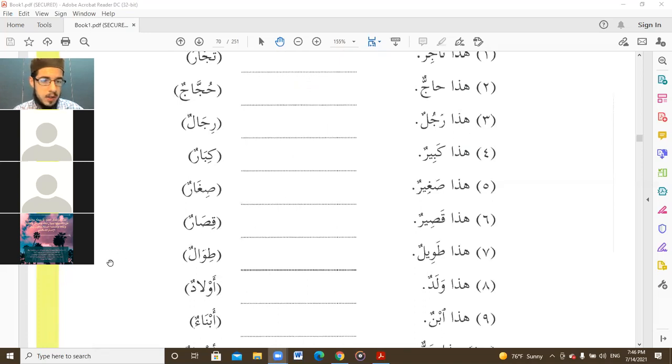Number 3, someone from the Sheikh family. هذا رجل. هؤلاء رجال. Excellent. Rijalun, yeah. No shadda, no doubled middle letter. It seems to be like tujjarun, which had a doubled middle letter, but rijalun has no doubled middle letter. Good. Number 4, Dr. Zia.